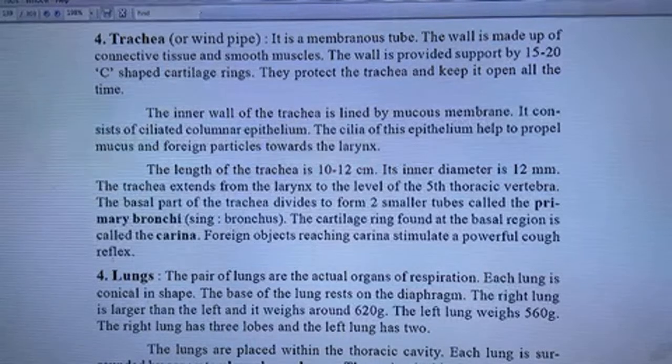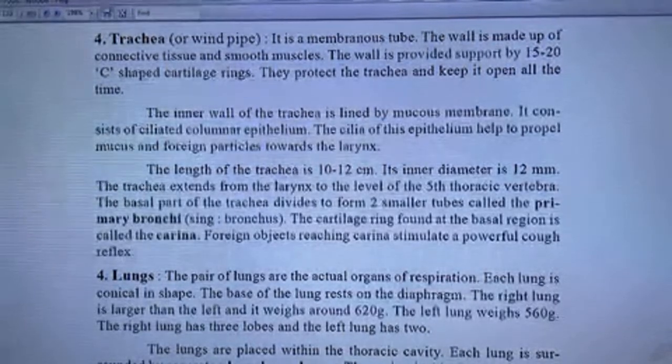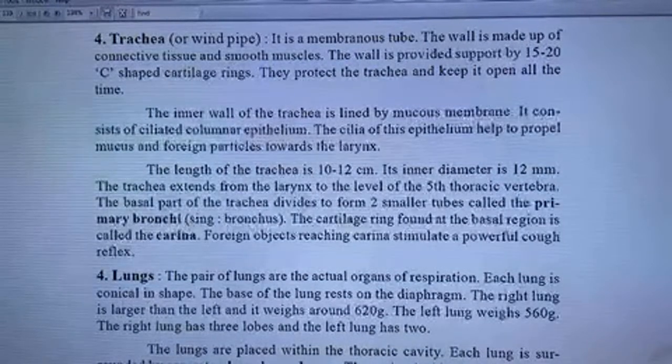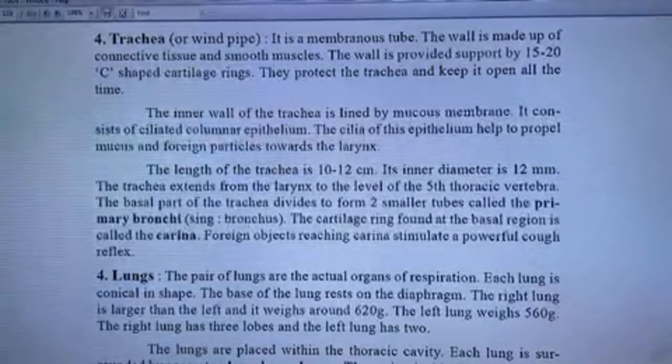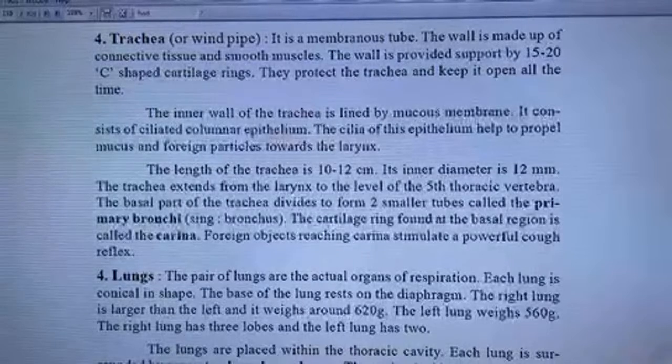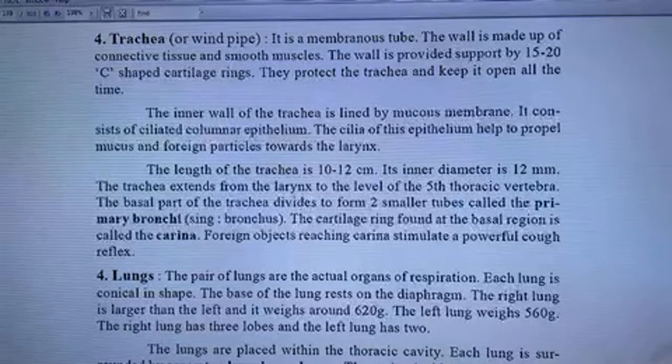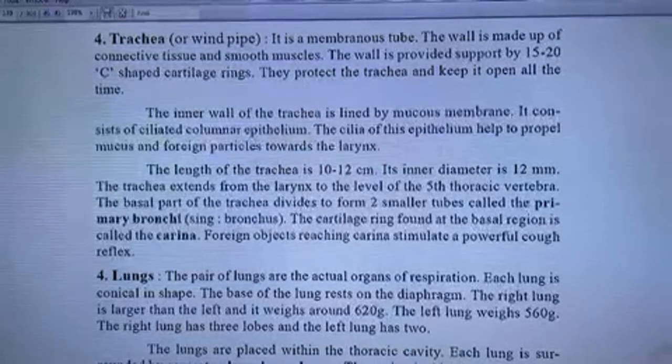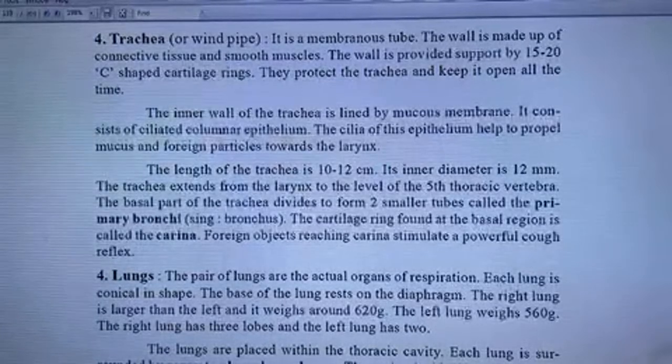The length of the trachea is 10 to 12 centimeter. Its inner diameter is 12 millimeter. The trachea extends from the larynx to the level of the fifth thoracic vertebra. The basal part of the trachea divides to form two smaller tubes called the primary bronchi, singular bronchus. The cartilage ring found at the basal region is called the carina. Foreign objects reaching carina stimulate a powerful cough reflex.